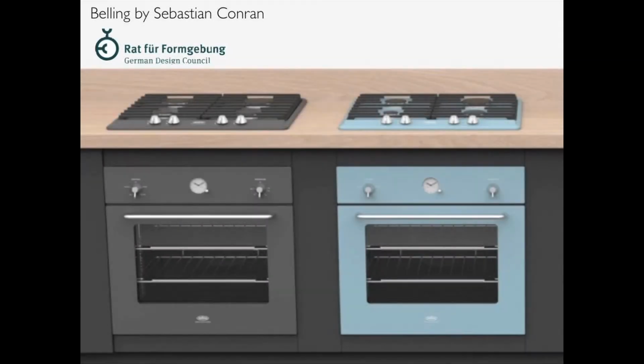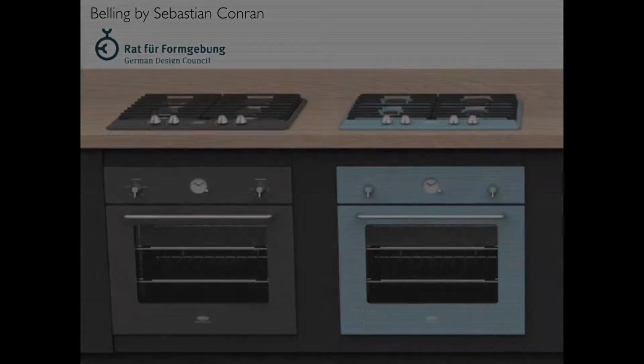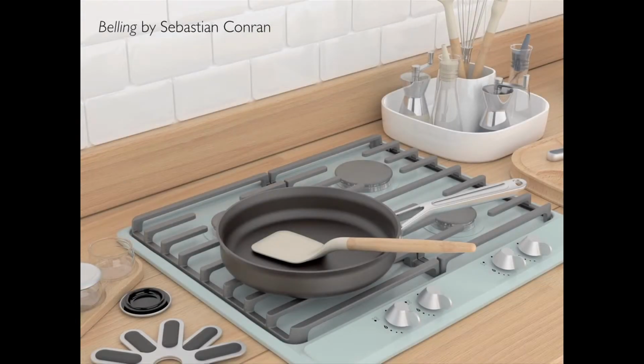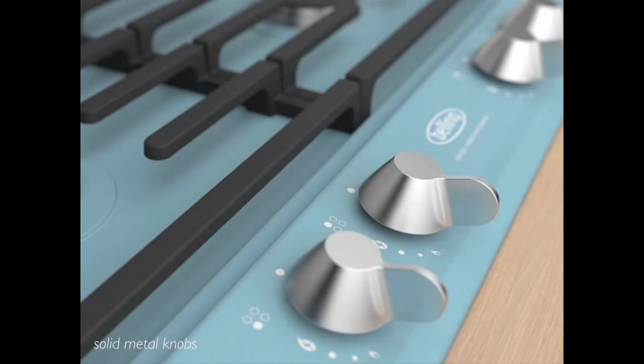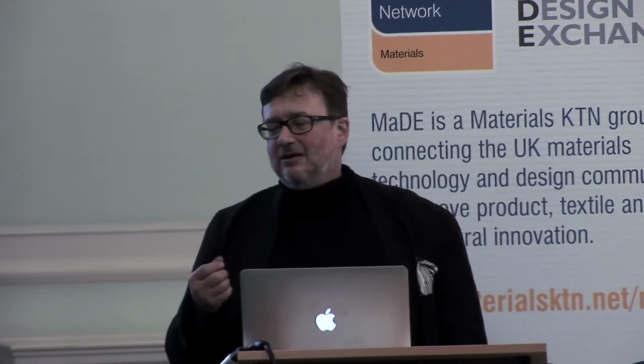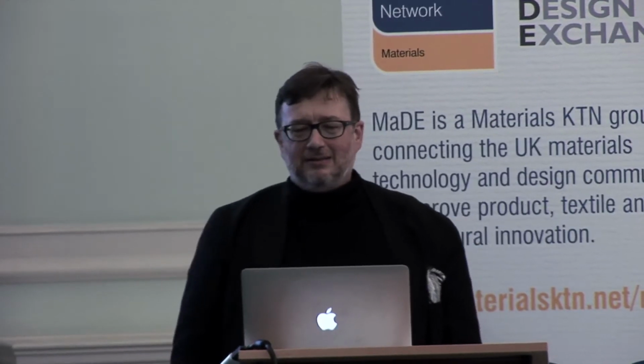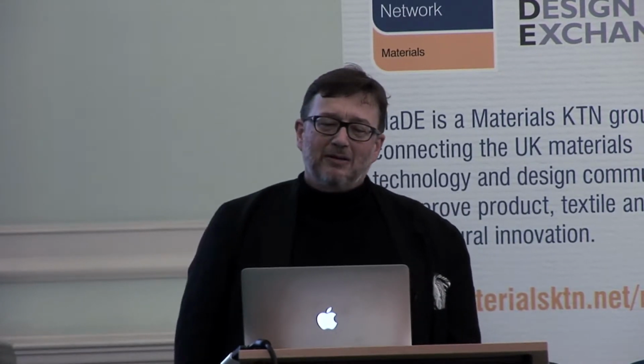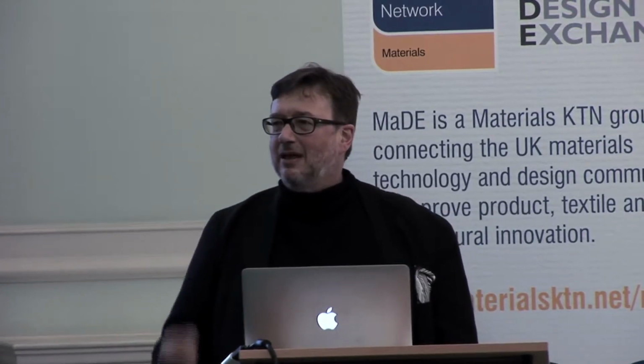These are some cookers we've designed for Belling, and rather wonderfully we got a German Design Council award for it. And they're made out of vitreous enamel finish, and they've got solid metal knobs, to give authenticity. And you know, the effort in getting the clients to make solid metal knobs as opposed to horrible plated plastic ones.